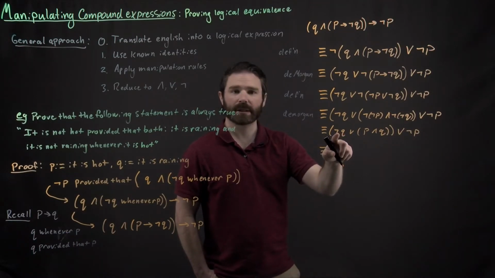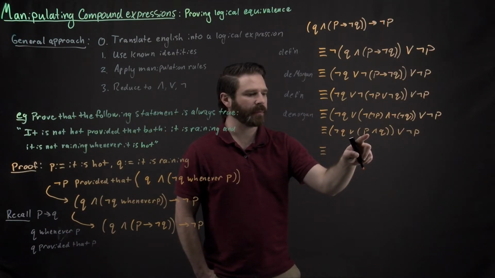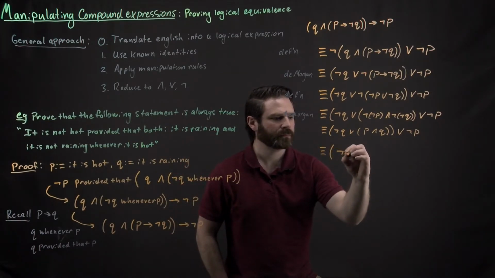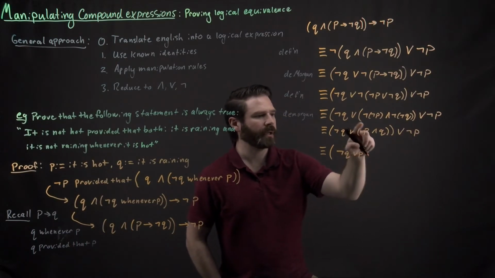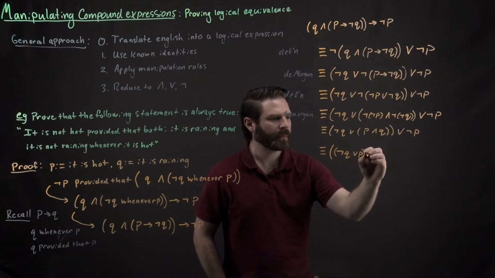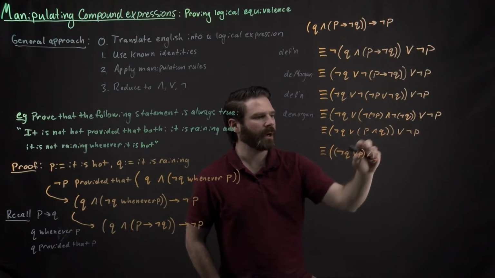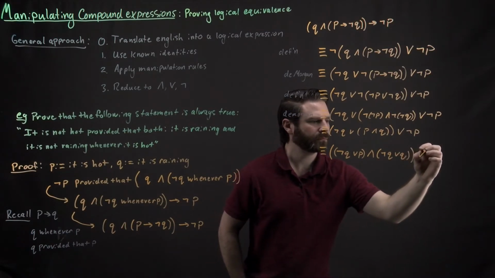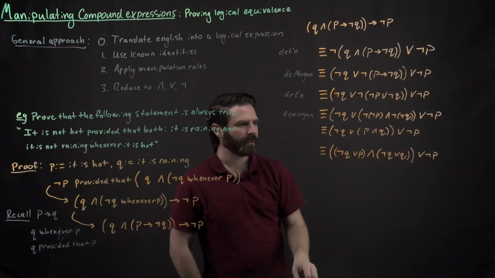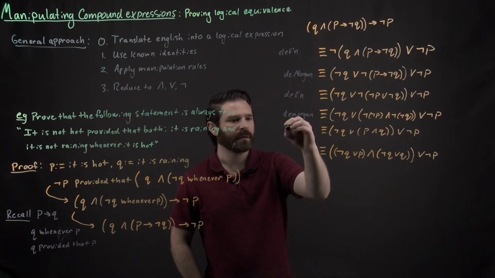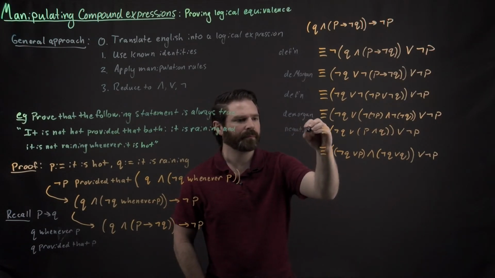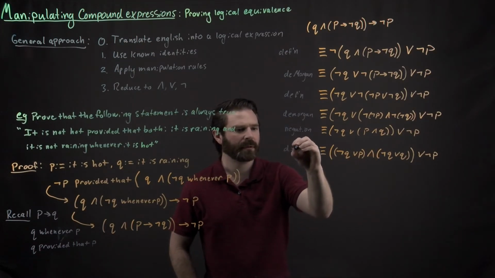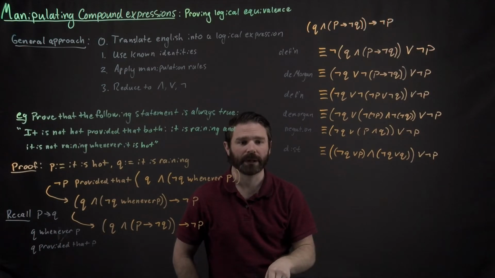I'm going to distribute this not Q right here into that expression. And so I'm going to get not Q or P and not Q or Q. Fantastic. So here I used my double negation, and then here I used my distributive property right there.